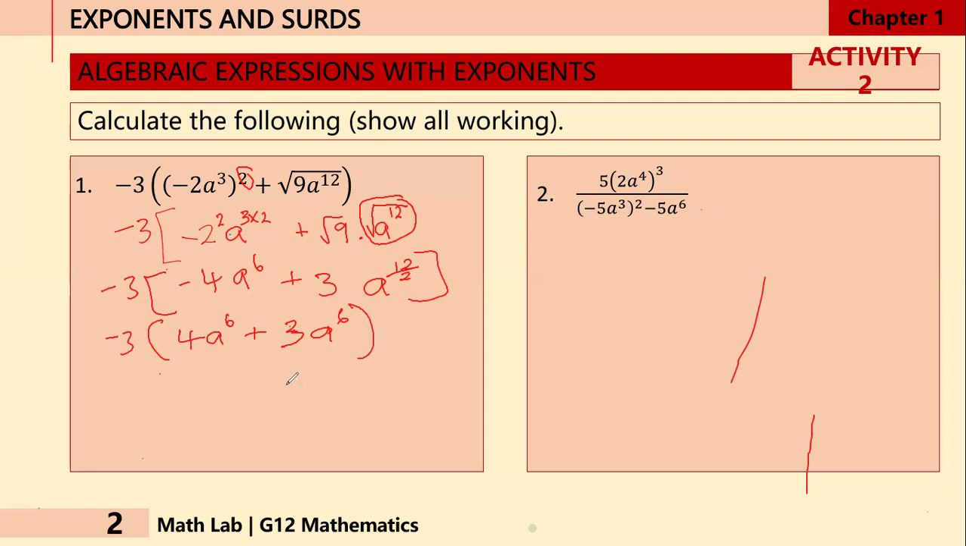All right. So now it's going to be minus 3 into, can you see that these are like terms? So it's going to be 7a to the power of 6. Then it's going to be minus 21a to the power of 6. Let me see the questions here. You wrote a.